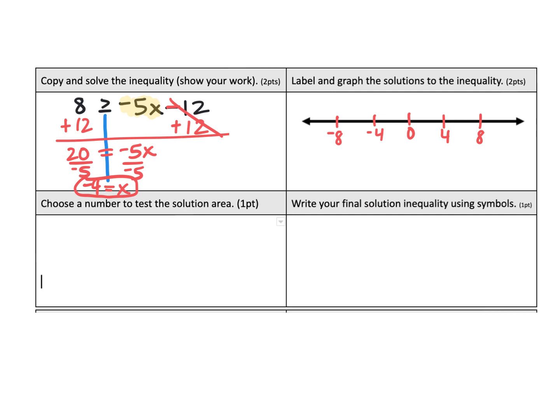Okay, so I've got some numbers on my number line. My dot's going to go above the negative 4 because negative 4 works in this one. I filled it in because of the greater than or equal to sign. All right, now I need to see, hey, which numbers work?